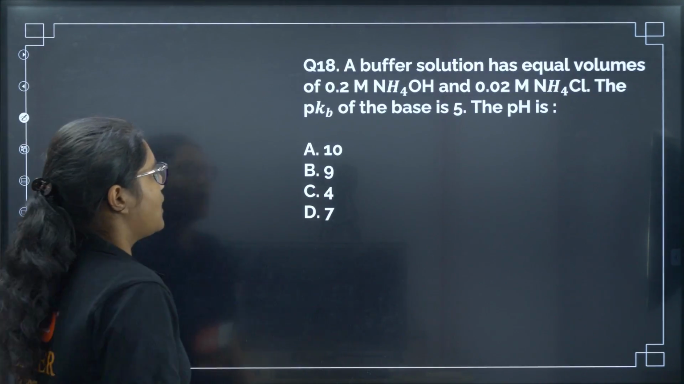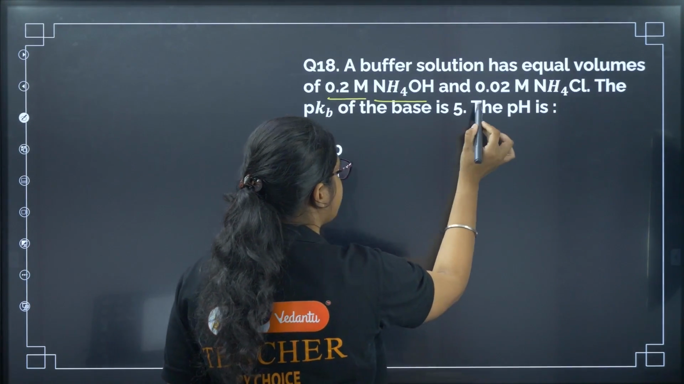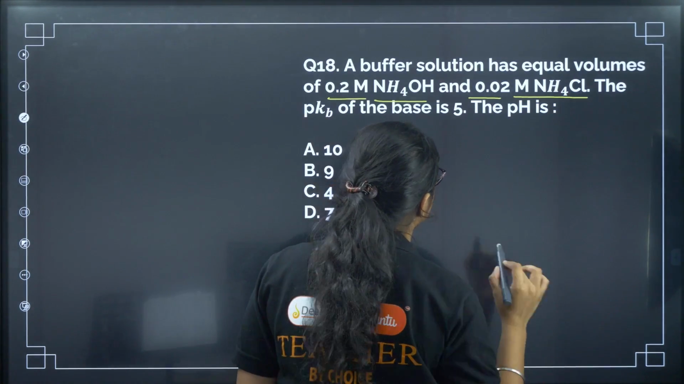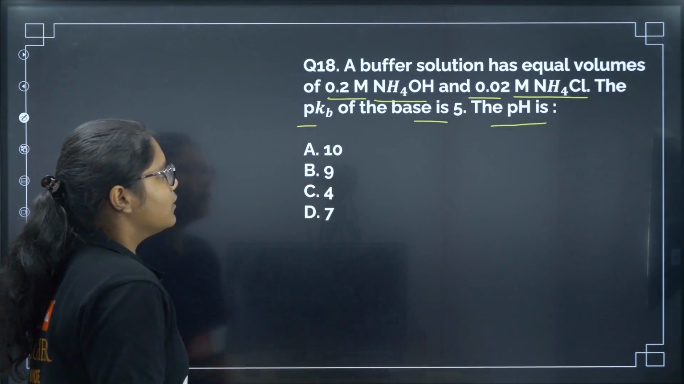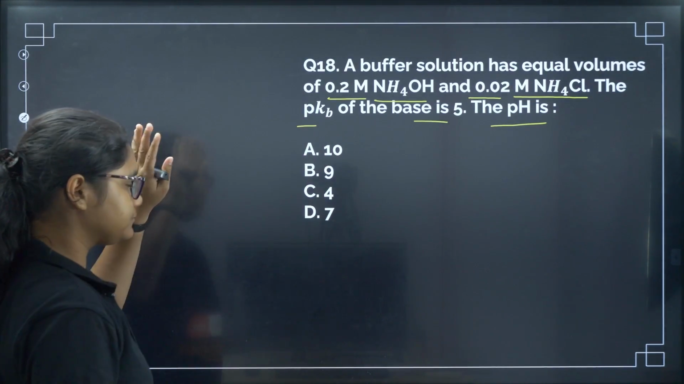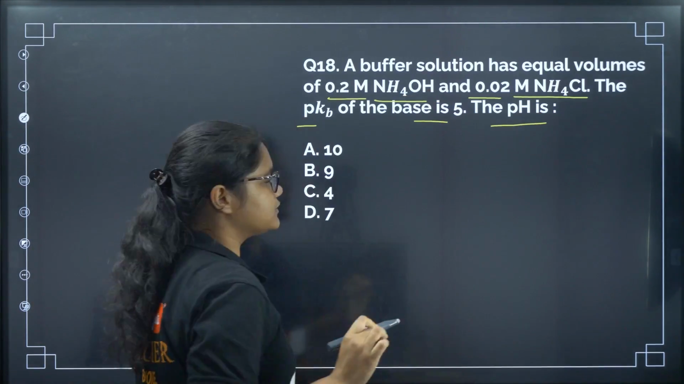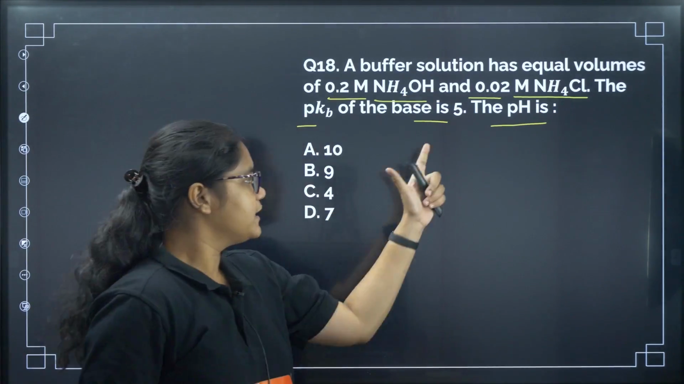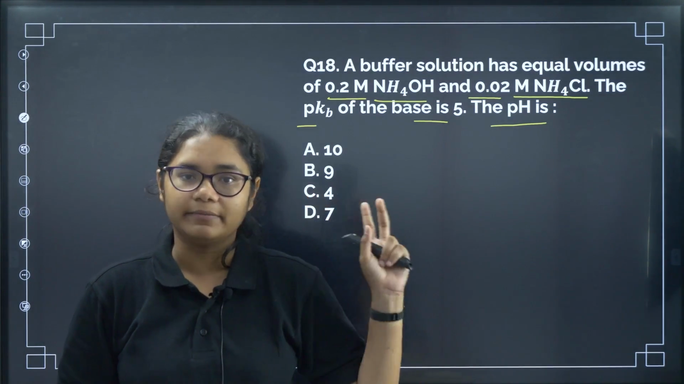Next question. A buffer solution has equal volumes of 0.2 molar NH4OH and 0.02 molar NH4Cl. The pKb of the base is 5. The pH is what? Okay, if you see here, the question is very tricky. This NH4OH and NH4Cl: NH4OH is a weak base. NH4Cl is a salt of weak base and strong acid. So it forms a basic buffer.